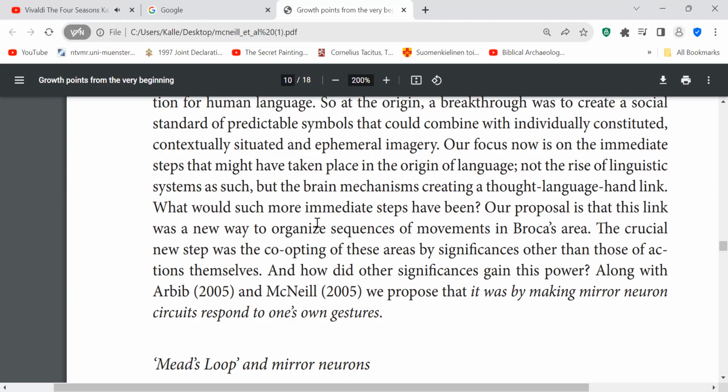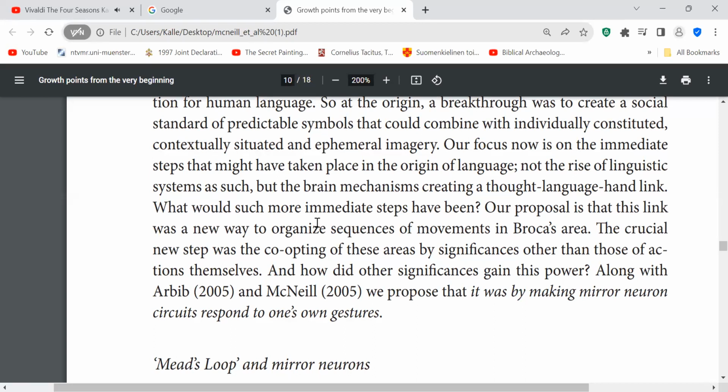Our focus now is on the immediate steps that might have taken place in the origin of language, not the rise of linguistic systems as such, but the brain mechanisms creating a thought-language-hand link. What would such more immediate steps have been?